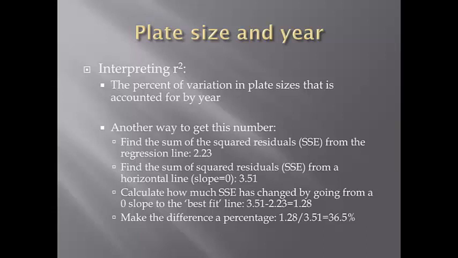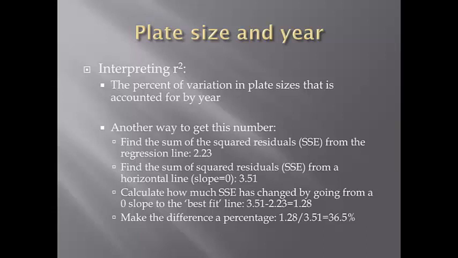If that number was 100%, then all the dots would fall exactly on the line, and we could say we can predict precisely what the plate size is. In this case, year does a reasonably good job of predicting plate size, accounting for 36.5% of the variation.